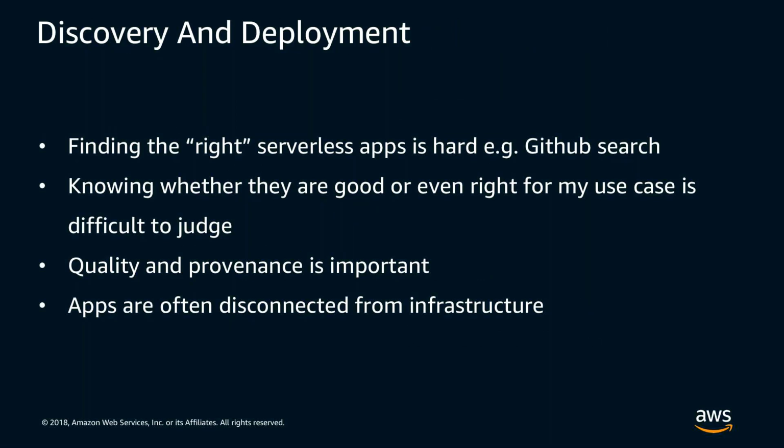So what we find is that finding the right serverless apps is actually hard. So the GitHub search, it doesn't always give you the right application. Knowing whether the application is right for the use case is not always easy to find out. It may be a good application, or it may not be the right use case completely. It may be a little bit right or wrong, and you don't know if it's good quality. You don't know if it's come from a good security background, or if the developers are actually any good. And the apps are not always connected to your infrastructure. They may have been built for a slightly different scenario, maybe a server-based solution rather than a serverless-based solution.